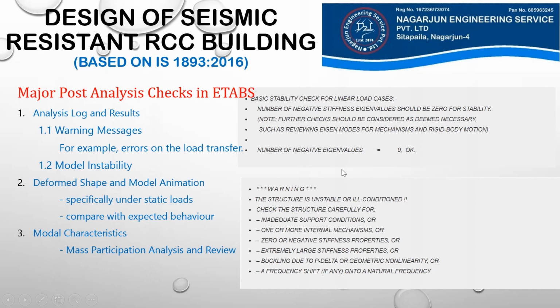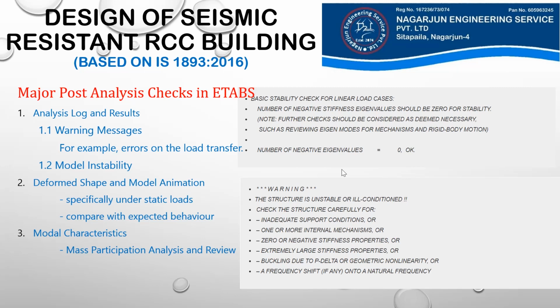In the previous lecture, we discussed some major post-analysis checks in ETABS. There were three major checks to be performed after modeling the structure in ETABS. Those were analysis, log, and results, in which we checked for warning messages and modal instability. We also checked the deformed shape and modal animation. We saw the deformed shape of our structure under various static loads and the earthquake load case, and we compared the observed displacement of our structure with the expected behavior.